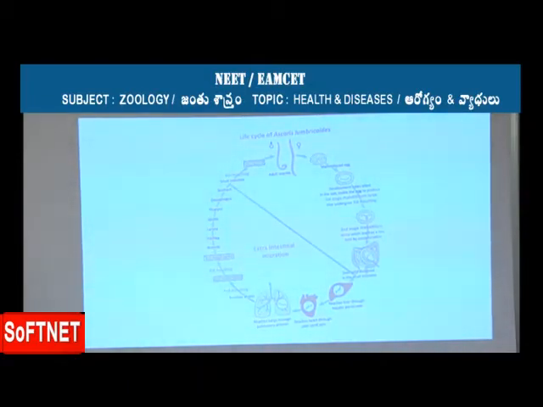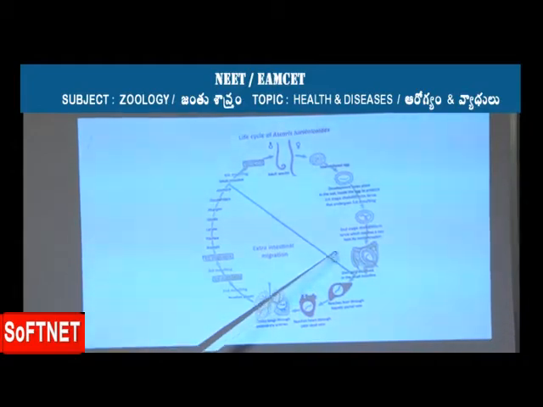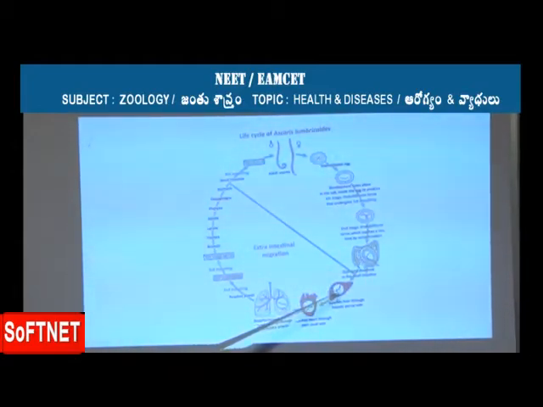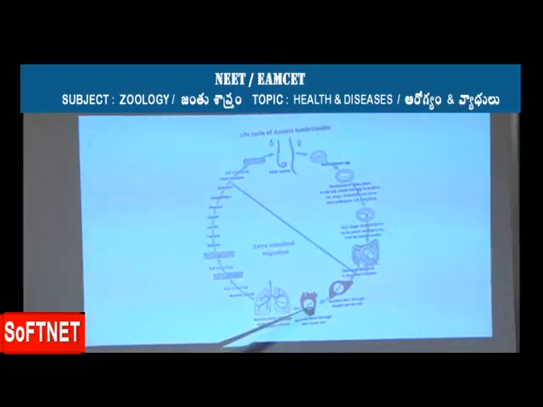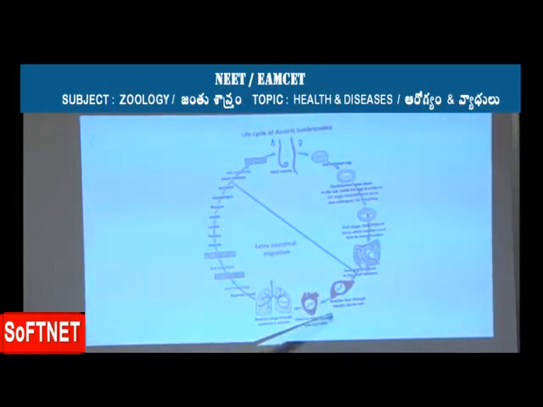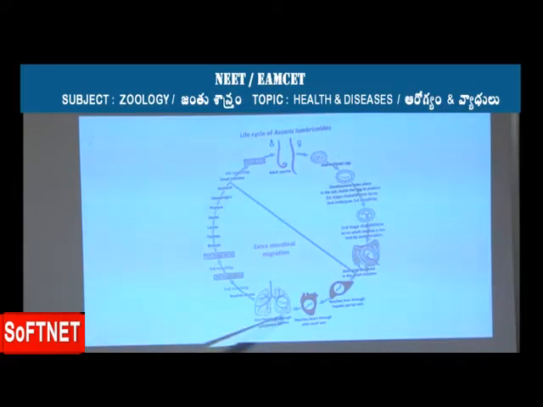Inside the host, the shells get dissolved in the small intestine, and the larvae enter the blood circulation. From the blood circulation, through the hepatic portal vein they reach the liver. From the liver it reaches the heart through the postcaval vein, and the heart pumps the blood to the lungs through the pulmonary arteries. Inside the alveoli of the lungs, it undergoes the second molting.